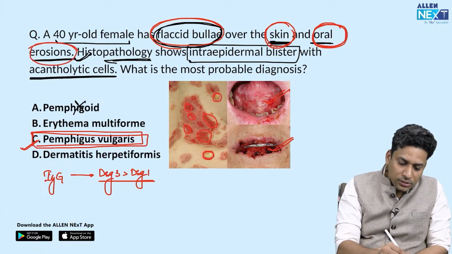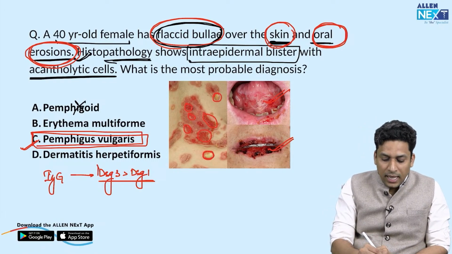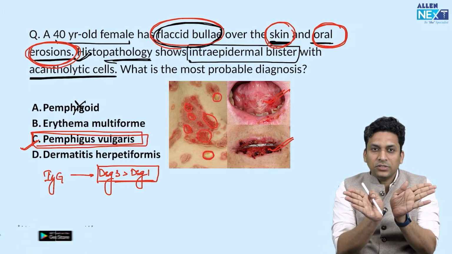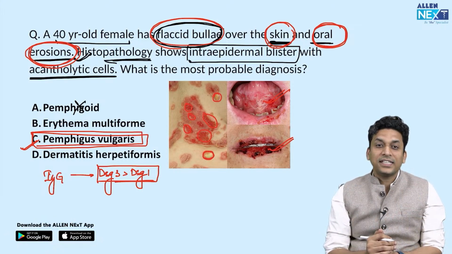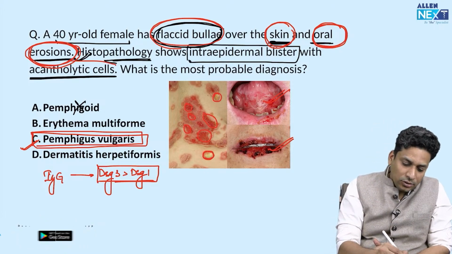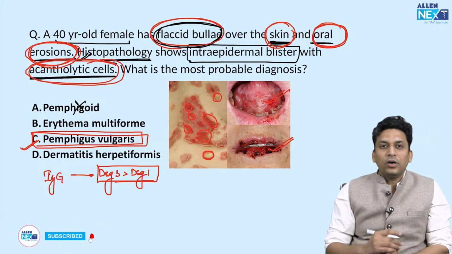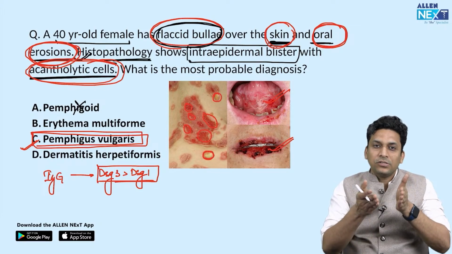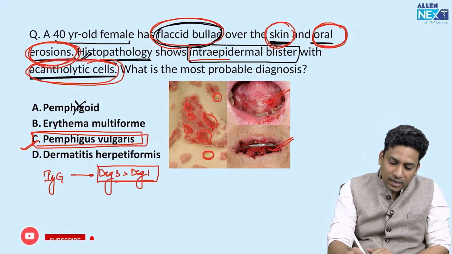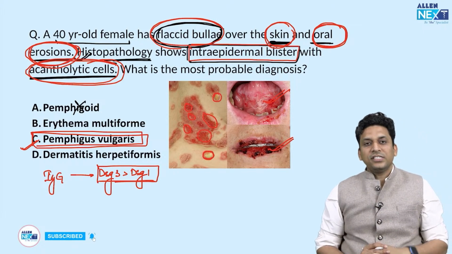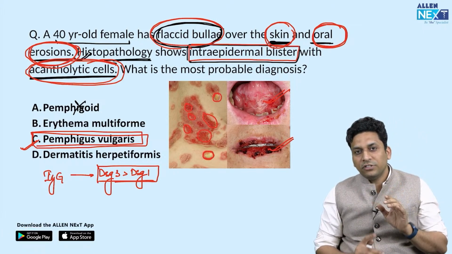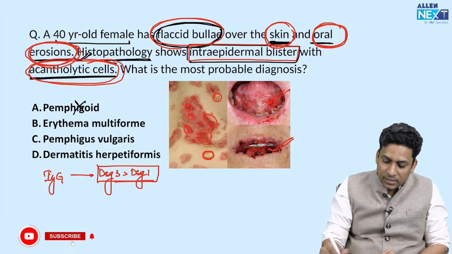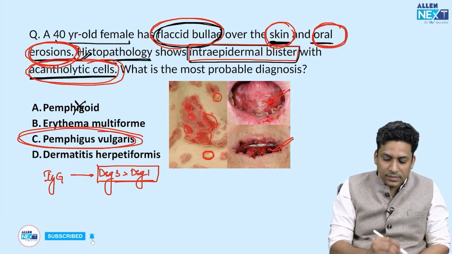They form erosions. And because desmoglein helps in attachment of two keratinocytes, when desmoglein becomes defective, the keratinocytes separate, and this is known as acantholysis, due to which acantholytic cells are formed. And because there is separation of keratinocytes, all these keratinocytes are within the epidermis, so the lesions are also within the epidermis. That's why intraepidermal blisters are seen. So all these are the important clues in the question which are pointing towards the diagnosis of pemphigus vulgaris. So the answer here is pemphigus vulgaris.